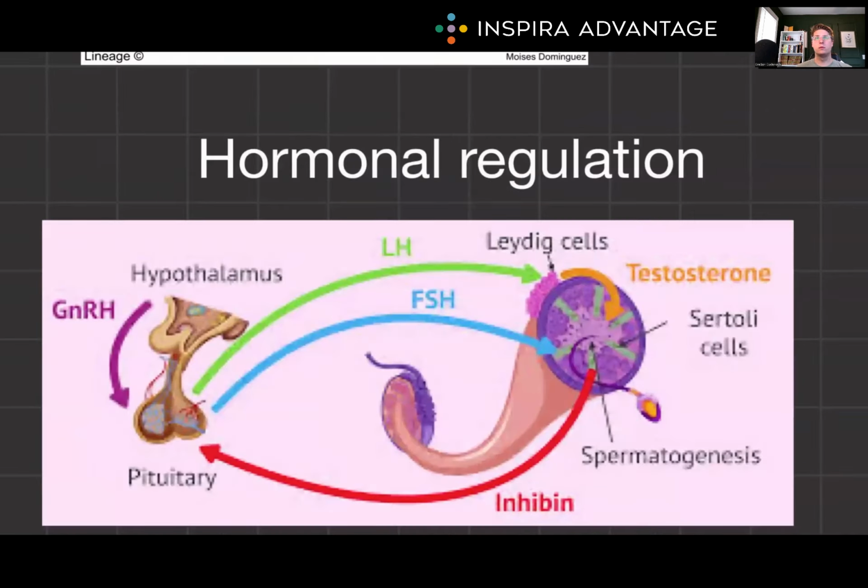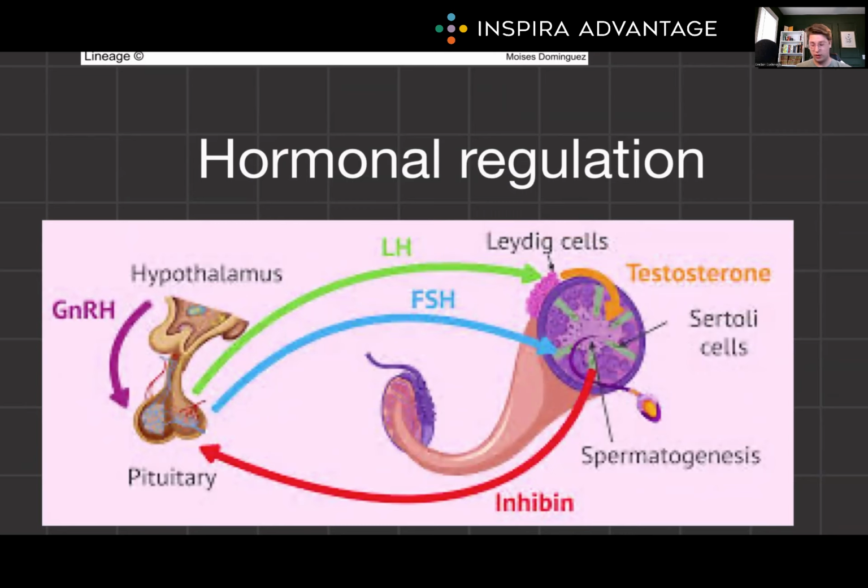This is also a very hormonally regulated process, as are most things in the body. It begins with the hypothalamus releasing gonadotropin releasing hormone, or GnRH. This will then stimulate the pituitary gland to secrete follicle stimulating hormone, or FSH, and luteinizing hormone, or LH. FSH is going to stimulate something called a Sertoli cell in the seminiferous tubules, which will help support sperm production, while LH will stimulate Leydig cells to produce testosterone, which is essential for spermatogenesis.